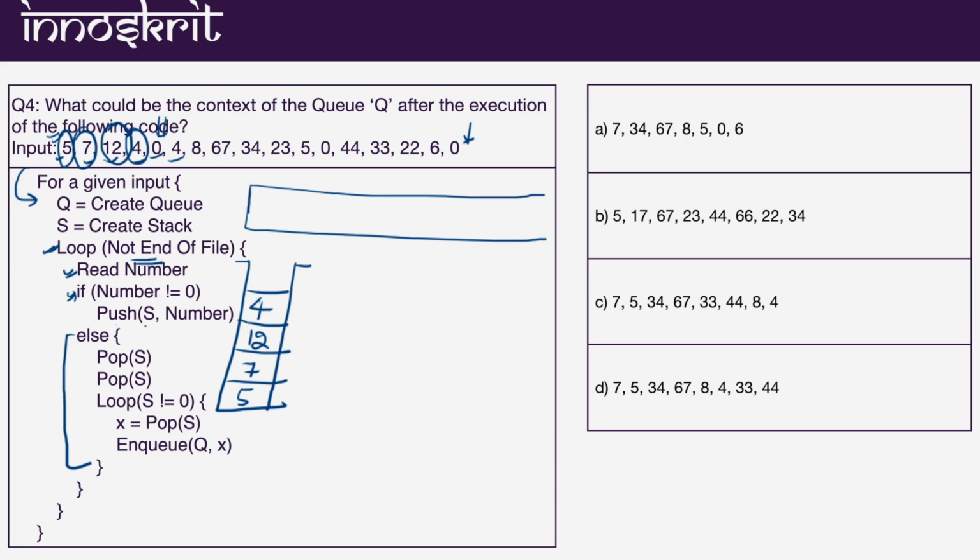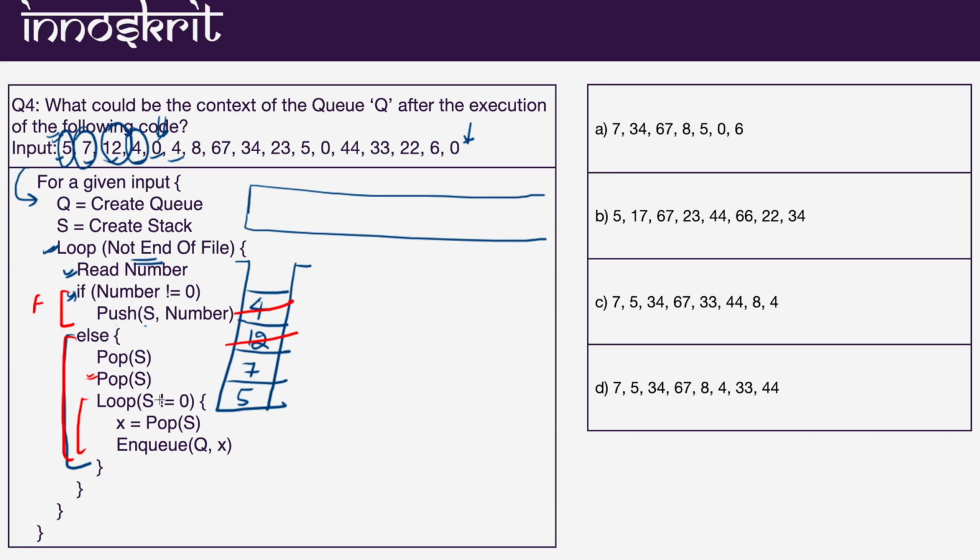Now coming to 0. So now we encountered 0. So number is equal to 0, so this condition will become false. Now coming to this else part. This else part says pop S. We have popped 4. Again pop S, 12 will be popped. And now it says loop until stack is not empty.